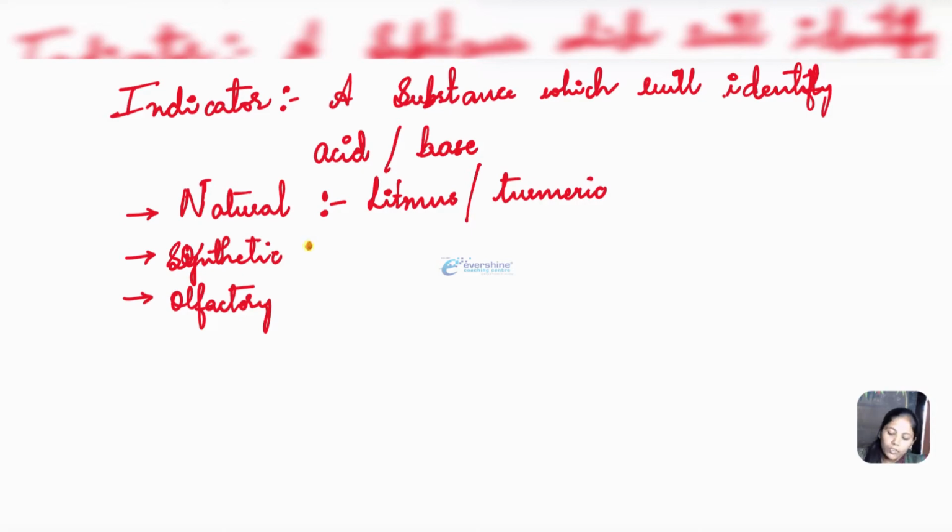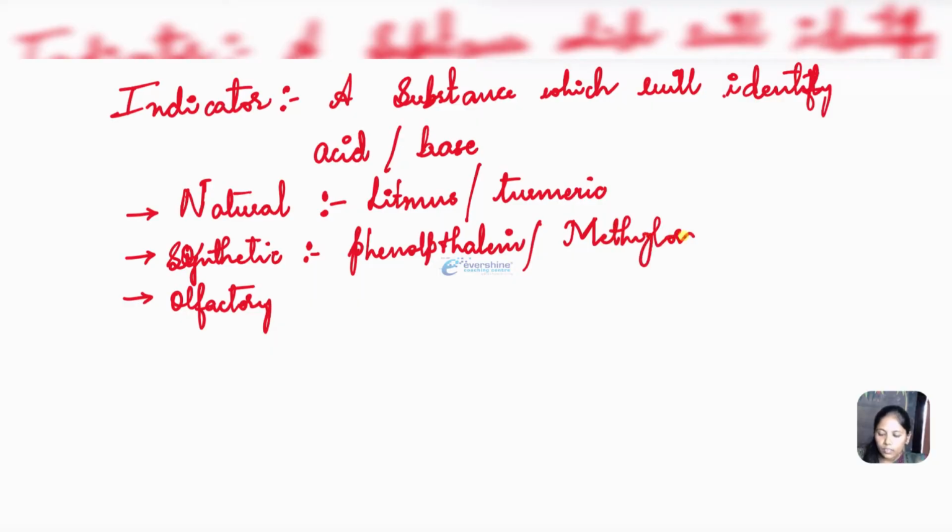Give example for synthetic indicator. Phenolphthalein indicator, methyl orange indicator. Give example for olfactory indicator. Cucumber, clove, onion. Okay. So in this, the important one is olfactory indicator.